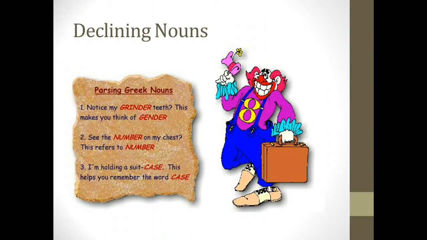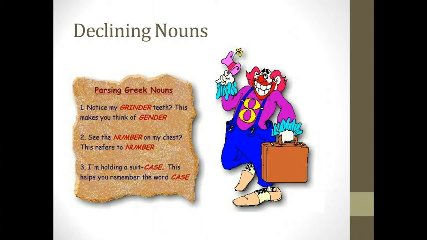When we look at the noun clown here, we want to also identify the parts of a noun, and that's called declining a noun. Although for ease of communication, we'll often refer to it as parsing, just like we do with verbs, even though technically one parses verbs and declines nouns. But when you are declining, or rather parsing, a Greek noun, you're going to look for 3 things.